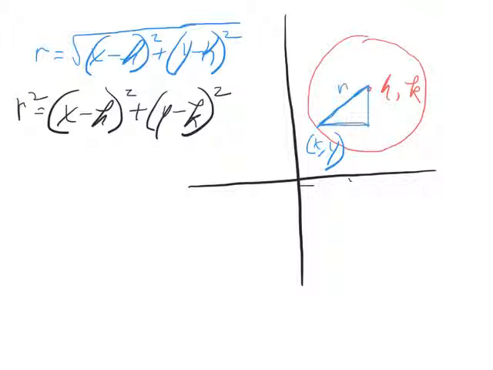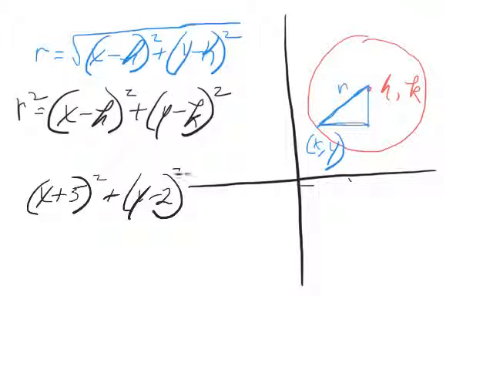So for example, if I had an equation like example number 11, I've got x plus 5, and I square it, and I have y minus 2 squared, and I say that's equal to 16. Well, that 16 is actually r squared, so the r then is the square root of 16, which would be 4. Okay? So if they want you to graph this, you're going to rewrite this here in this form right there.